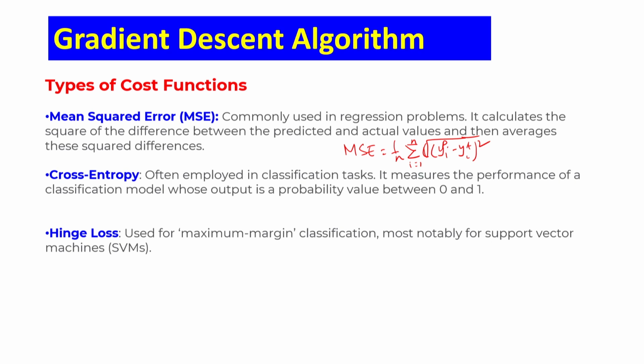You can also have other things like cross entropy, often employed in classification tasks. I will discuss these aspects in the case of decision trees. It measures the performance of a classification model whose output is probability values between 0 and 1, like in a Bayesian classification problem. You can also use hinge loss. This is used in maximum margin classification, in the case of support vector machines. We will discuss it when we talk about support vector machines. Right now, for you to understand, you can focus on mean square error. That is the error function.